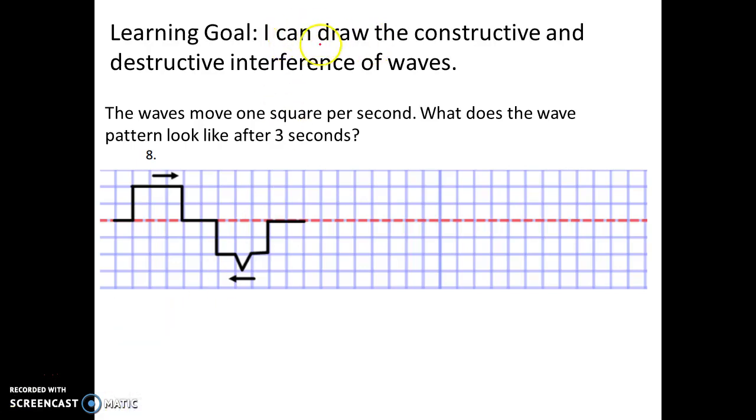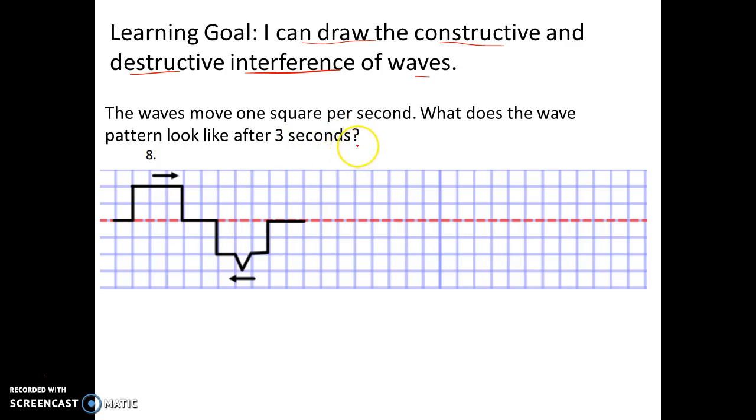Okay, in this learning goal, you can draw the constructive and destructive interference of waves. All right, so here's our question. The wave moves 1 square per second. What does the wave pattern look like after 3 seconds?